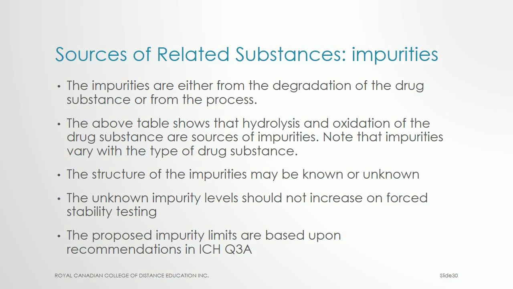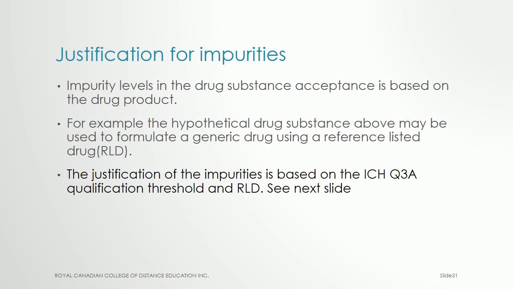Slide 30. Justification for impurities. Impurity levels in the drug substance acceptance is based on the drug product. For example, the hypothetical drug substance above may be used to formulate a generic drug using a reference-listed drug, RLD. The justification of the impurities is based on the ICH Q3A qualification threshold and RLD. See next slide.